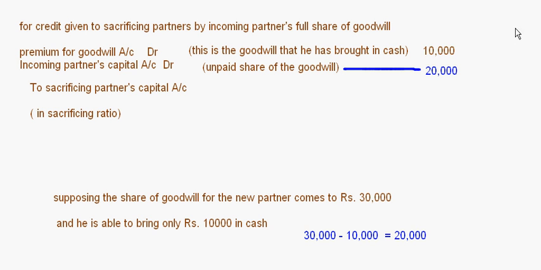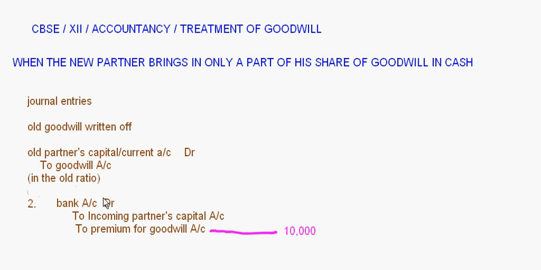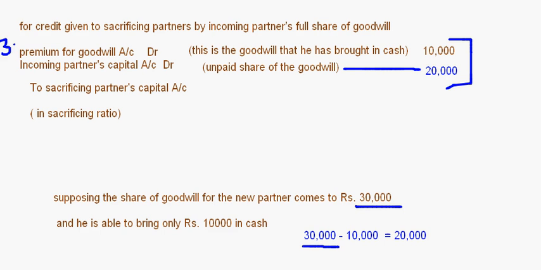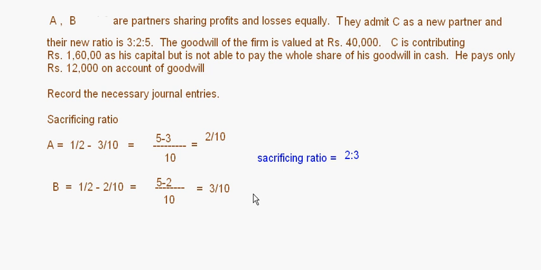So here, if you see, these two together is 30,000, the total share of his goodwill, right? Now to sacrificing partners' capital account, this will be done in the sacrificing ratio. So this is your third entry. Fine. So there are 3 journal entries here. In case there is no old goodwill appearing in the books, the first entry will not come. Done? Fine.